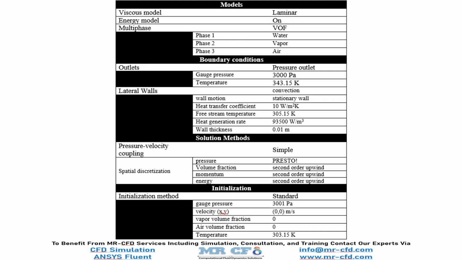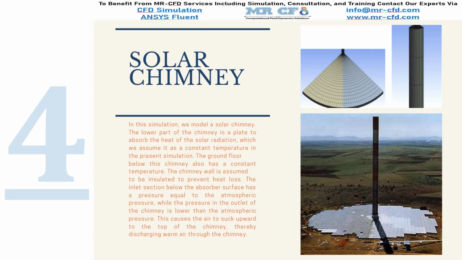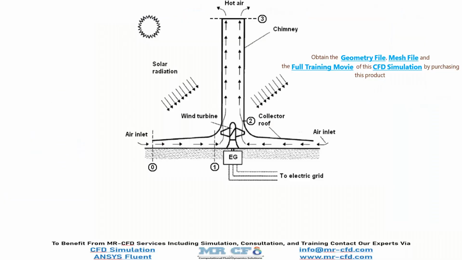Finally, a summary of different settings and setup that we have used in our project is presented to you in the slide. In this simulation, we model a solar chimney. In a solar chimney system, there is a transparent roof that is capable of absorbing solar radiation energy. On the other hand, the air entering the system from the sides of this roof collects in the space between the roof and the ground.